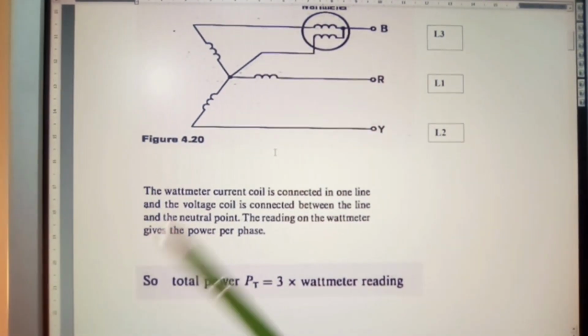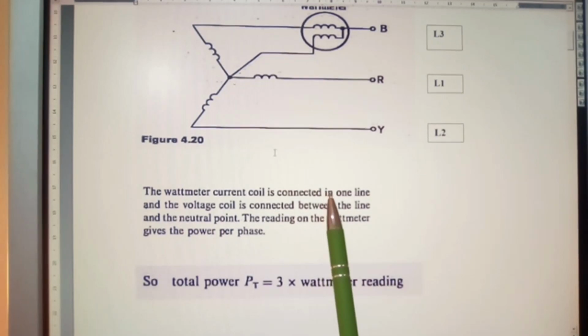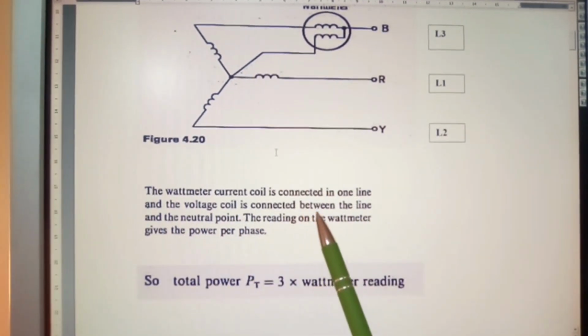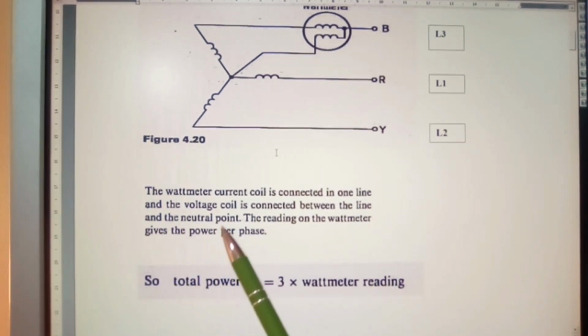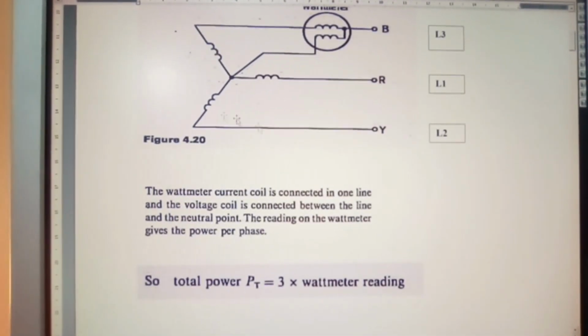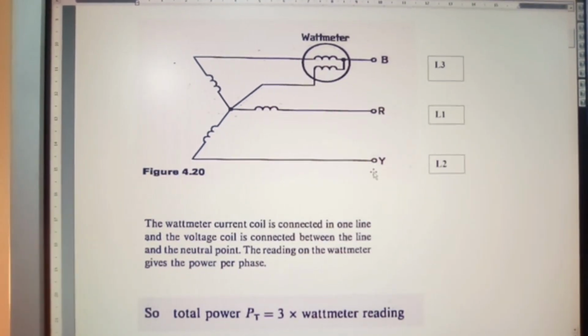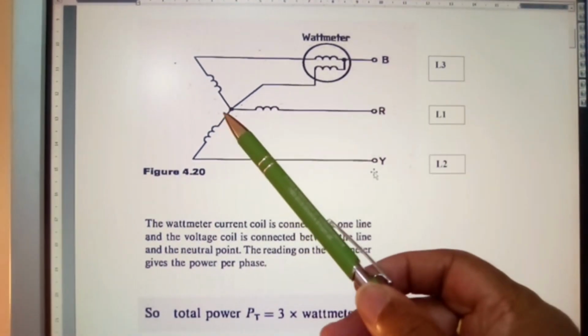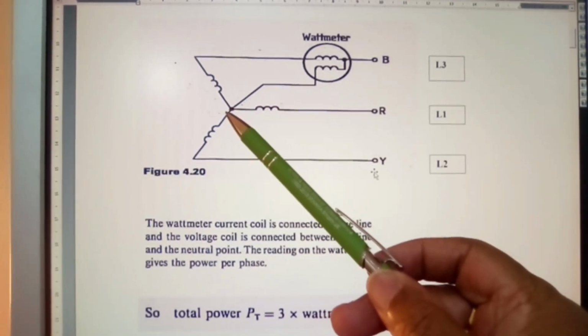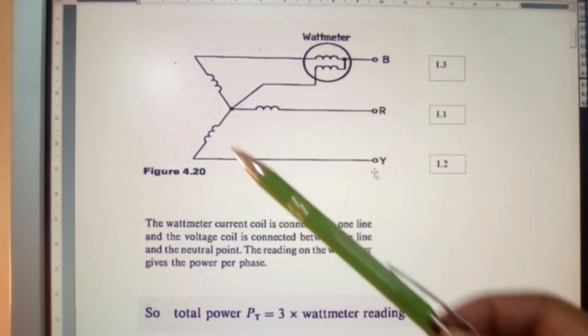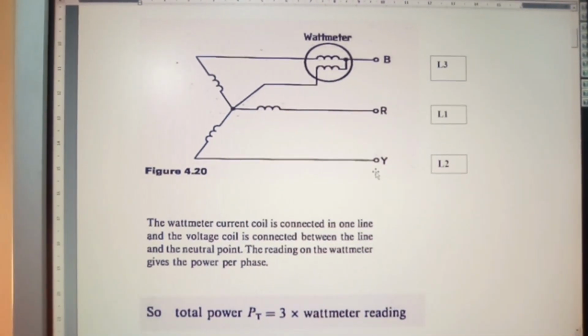The watt meter current coil is connected in one line, and the voltage coil is connected between the line and the neutral. Remember, your center point is your neutral point, or your earth point if you prefer, but that would be your neutral point. The reading on the watt meter gives the power per phase.